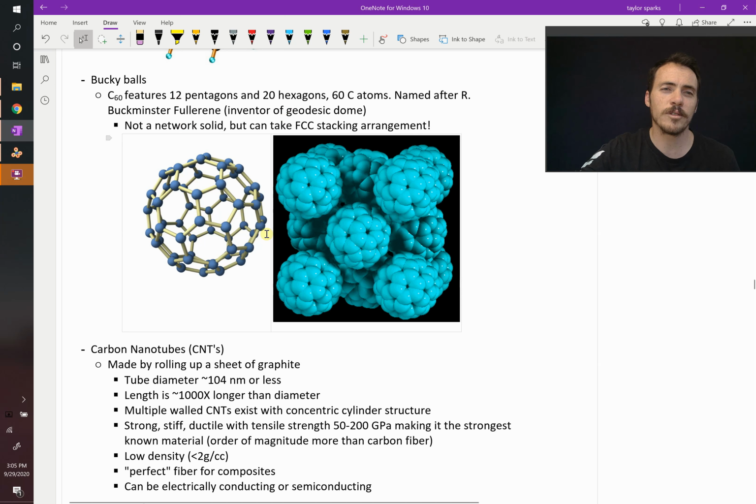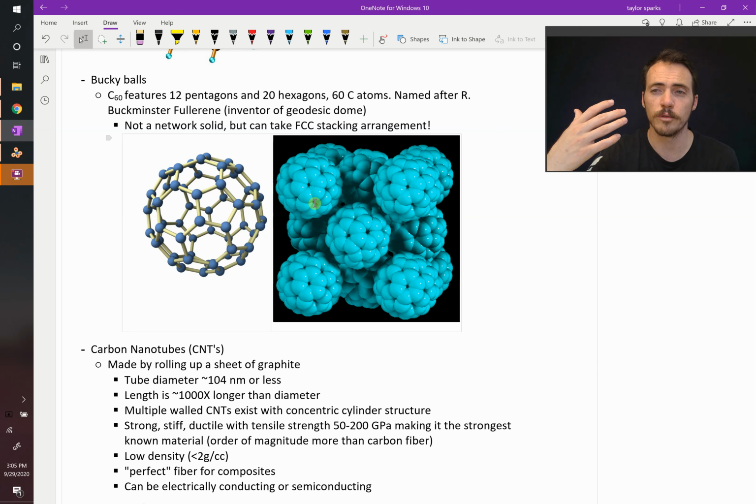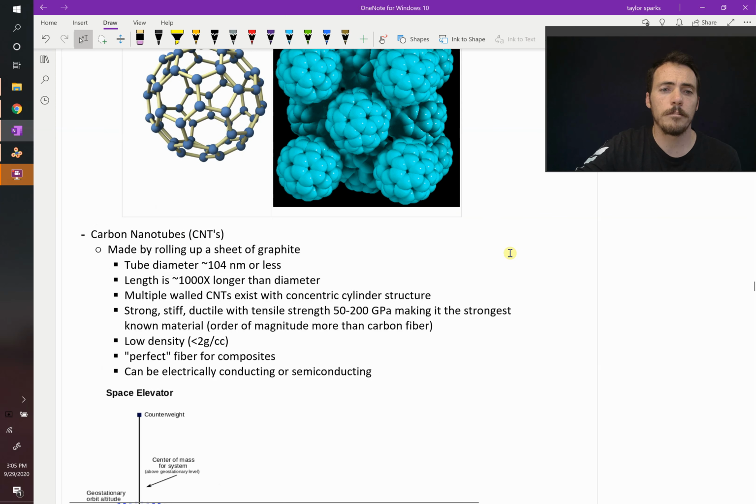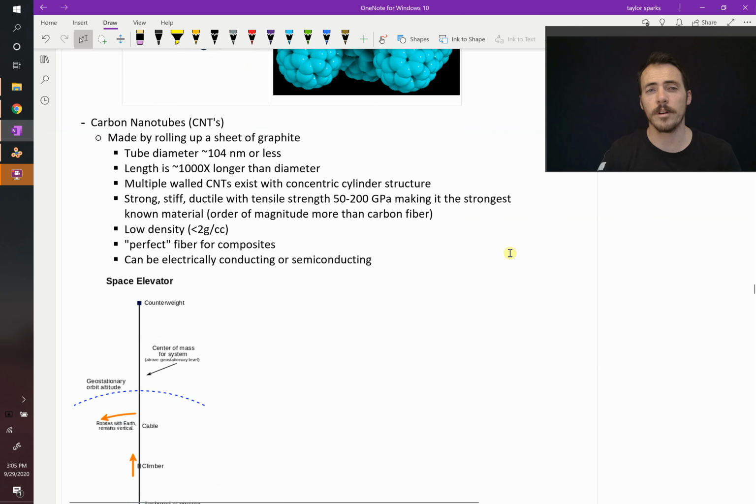And then, so these don't have a ton of applications, I would say. They're an interesting novelty, but it's not like they're changing industry in major ways that I know of. Prove me wrong. But there are things that are really important, and these are carbon nanotubes. Carbon nanotubes are really important.